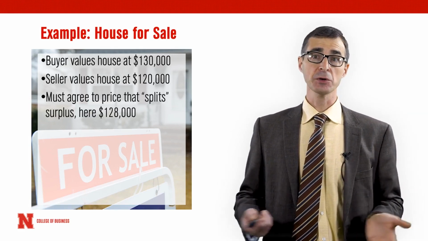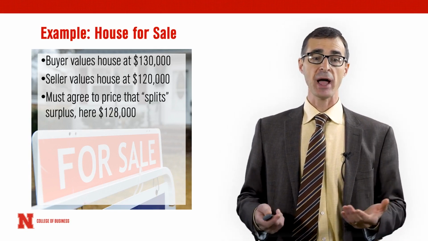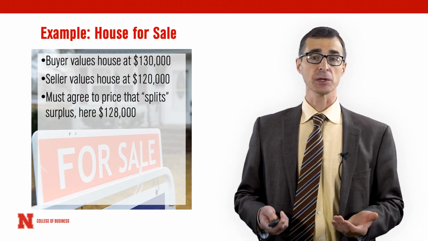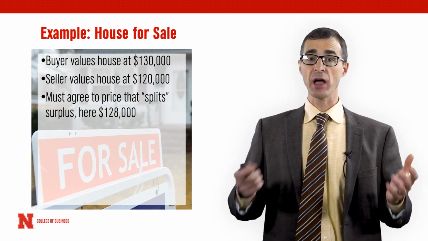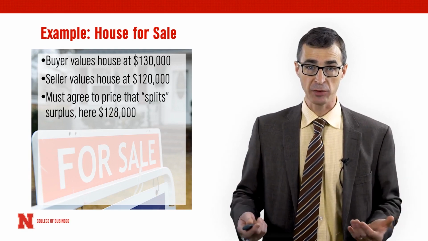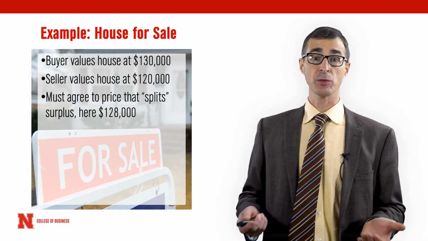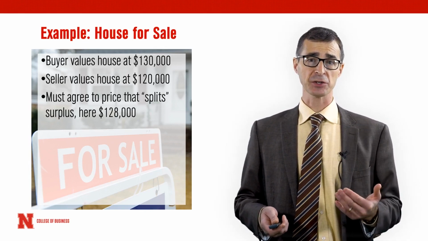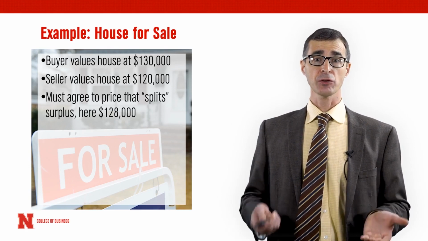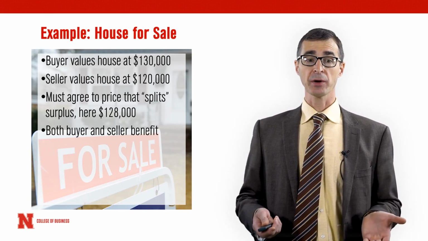So the negotiation in a simple real estate transaction would involve some kind of back and forth, and the buyer and seller would agree to split what I'm going to call the surplus, the $10,000 of value that's created. Let's just suppose they settle on a price of $128,000. This transaction is going to create surplus or economic value for both parties. Both the buyer and the seller benefit.